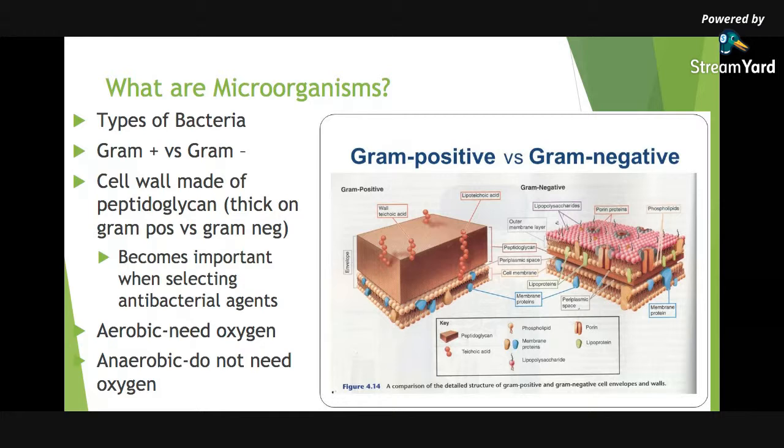Then there are some bacteria that are aerobic, which means they need oxygen, and some that are anaerobic, which do not need oxygen. That's also important when it comes to dealing with certain bacteria. A lot of the pathogenic ones are actually anaerobic. So you have to know the environment and the things these bacteria prefer, so that you know how to deal with them, especially if they're in the body.